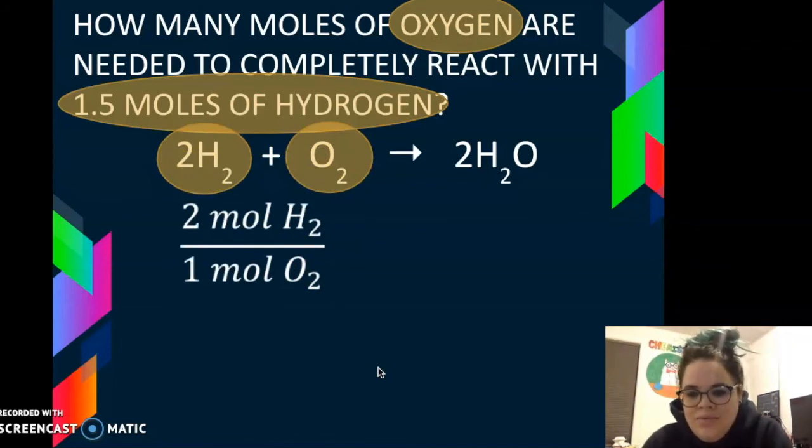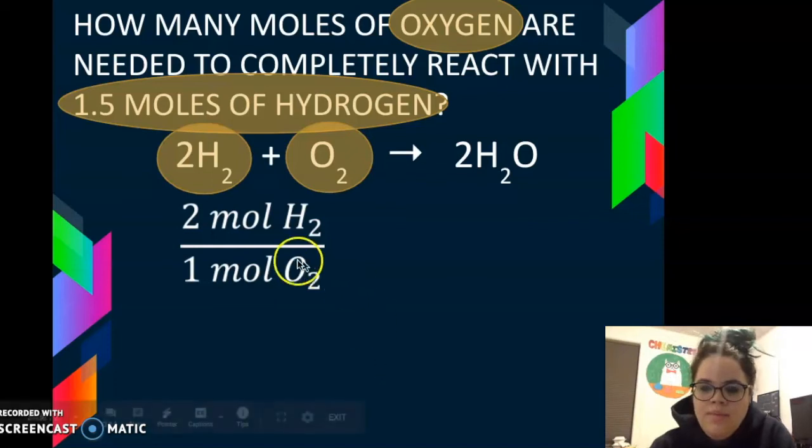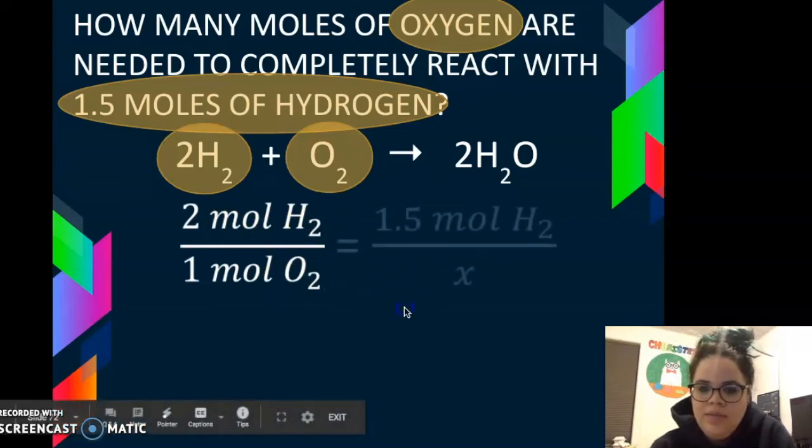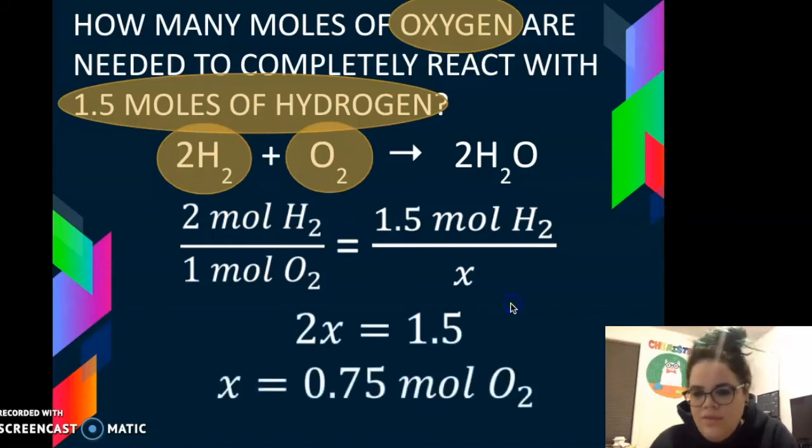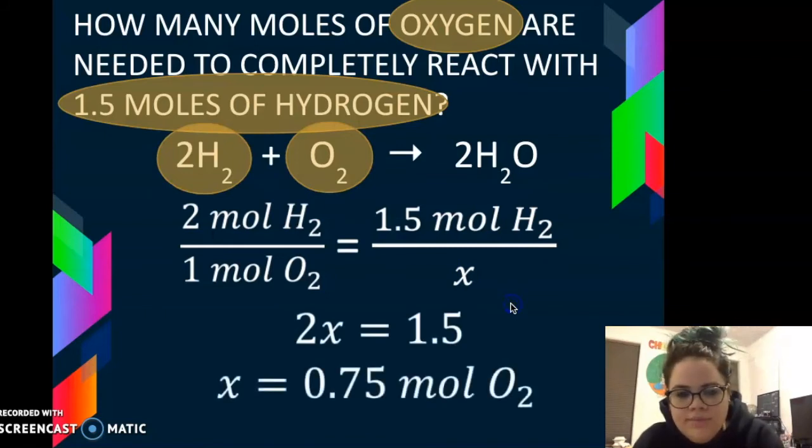We are going to set this equal to what they're asking us about in the problem, making sure our units stay in the same place. 1.5 moles of hydrogen, X moles of oxygen. Cross multiply, the answer is 0.75 moles of oxygen. Okay, and that's really all there is to do with mole ratios. They may try to confuse you by throwing in an extra number here or there. They do also look very similar to different types of problems we answered. So I'm going to give you a couple more hints on how to do this.